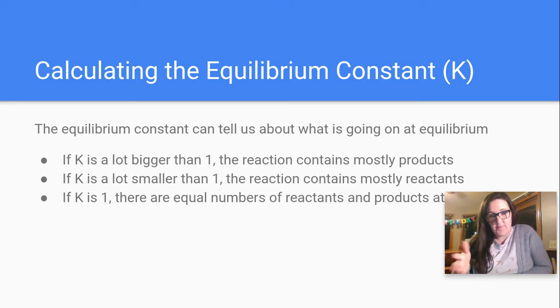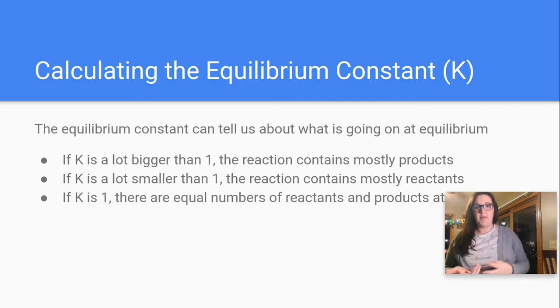This doesn't happen with every reaction, and the way we can tell the amount of reactants or products that are there is we can calculate the equilibrium constant, which is represented by a capital letter K. If we calculate the equilibrium constant and it's bigger than 1 or a lot bigger than 1, that's going to tell us that when that reaction happens, it's going to contain mostly products, meaning that the forward reaction is happening at a faster rate than the reverse reaction.